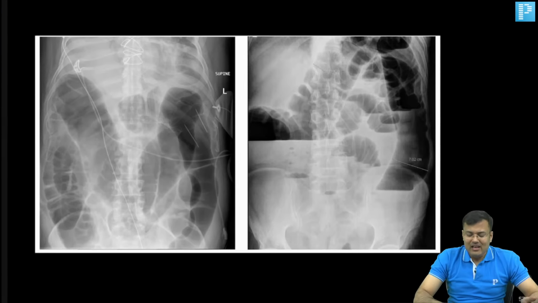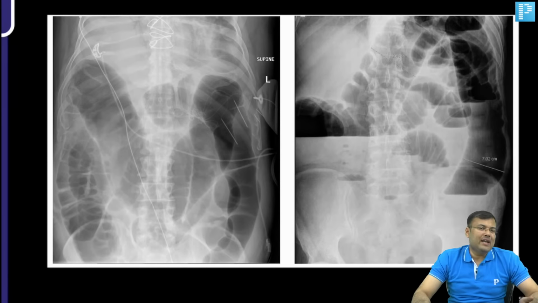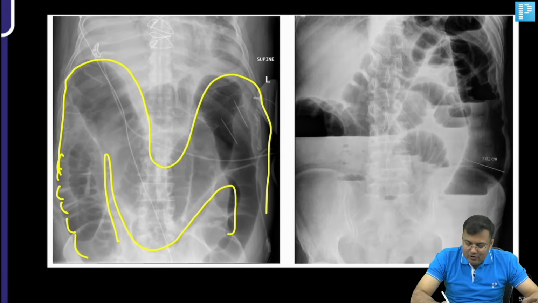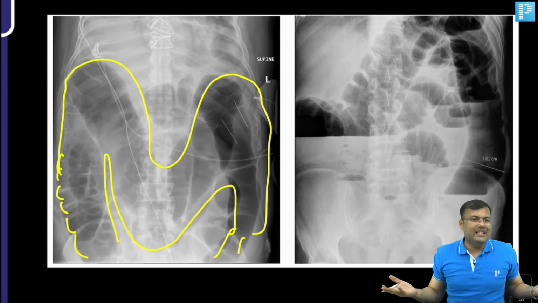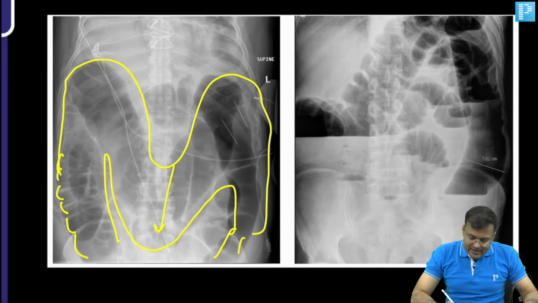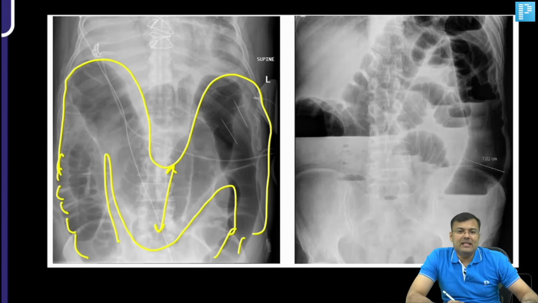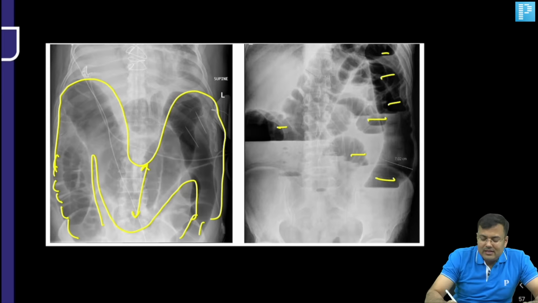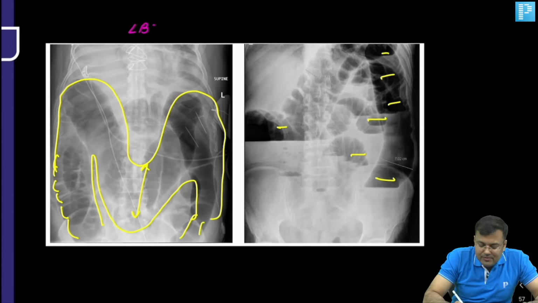this one. Large bowel obstruction is very, very easy. Why? Because these bowel loops are wider in caliber. You can see these are haustrations. There are haustrations. This is wider in caliber. What is the location? Placed peripherally. So, wider in caliber, placed peripherally, there is presence of haustration, guys. And here also step ladder pattern. So, this is step ladder pattern. This is large bowel obstruction.